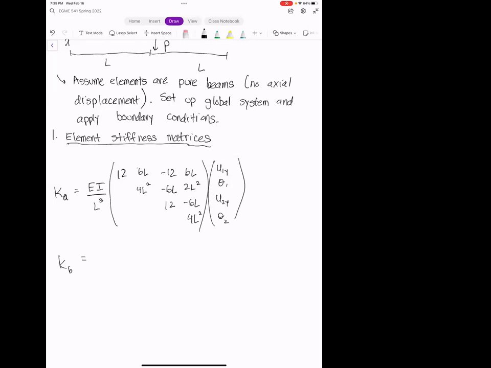Right, and we have almost the identical thing for element B. Element B here is going to be almost the same, except for the nodes that they operate on. So element B's stiffness matrix is going to be EI over L cubed times: 12, 6L, minus 12, 6L; 6L, 4L squared, minus 6L, 2L squared; minus 12, minus 6L, 12, minus 6L; 6L, 2L squared, minus 6L, 4L squared. Element B borders nodes 2 and 3, and so this is going to be U2y, theta 2, U3y, theta 3.